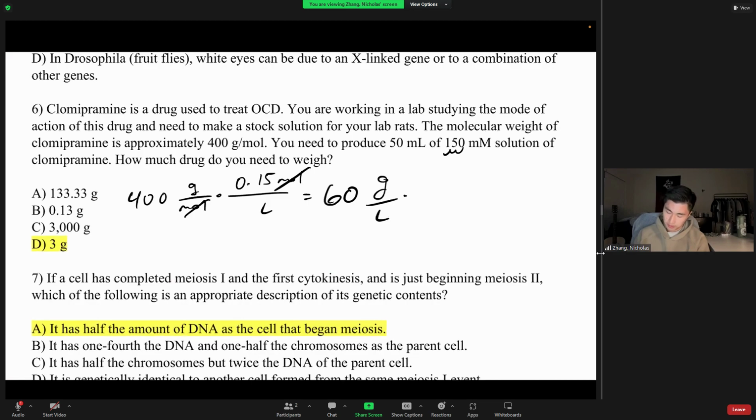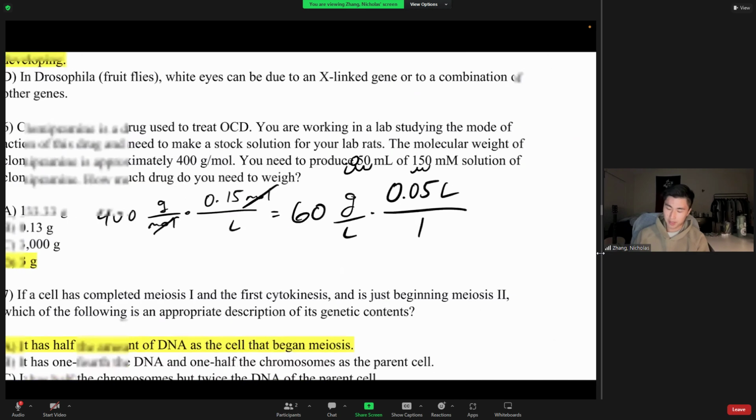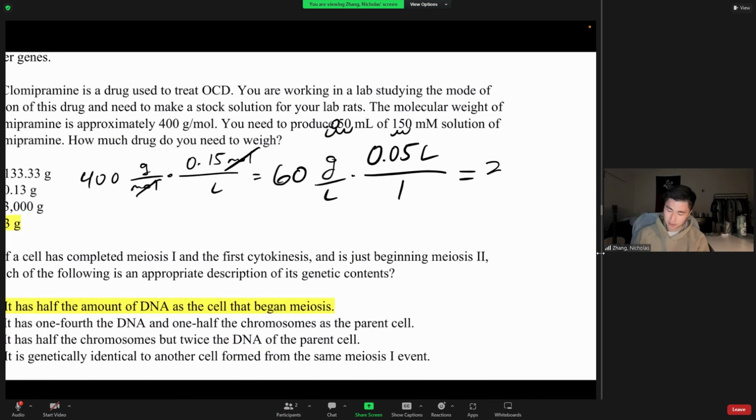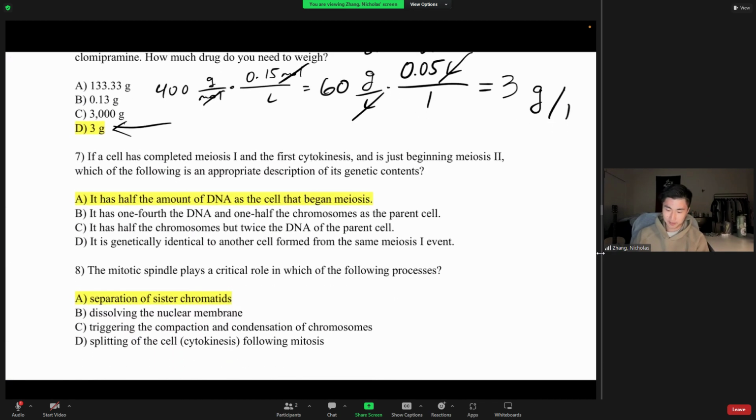Next thing we can do is cancel out liters by putting liters up here. Again, we're working with milliliters, so what we do is just move 1, 2, 3. That puts a 0 there and a decimal there. So we'd be multiplying by 0.05 liters over 1. And that gives us 3. You can cross out the liters on top and on bottom. That just gives you grams over 1, or just grams. Luckily, that is answer choice D. If I messed that up, that would be really embarrassing, but I didn't.